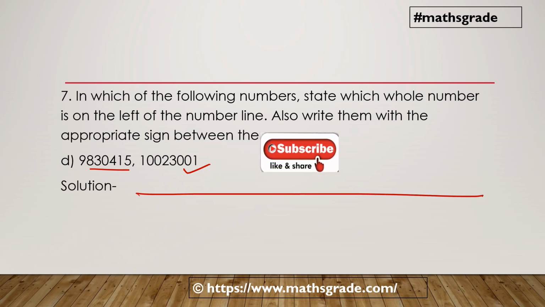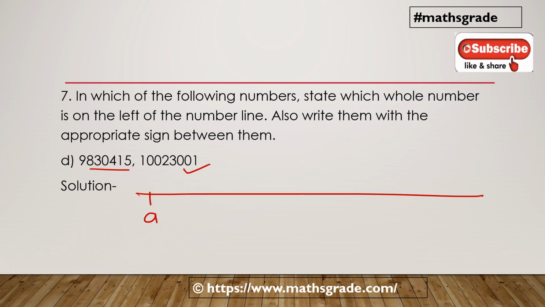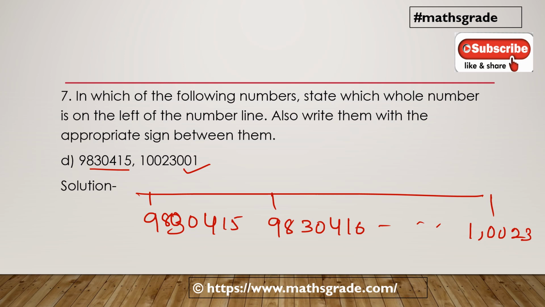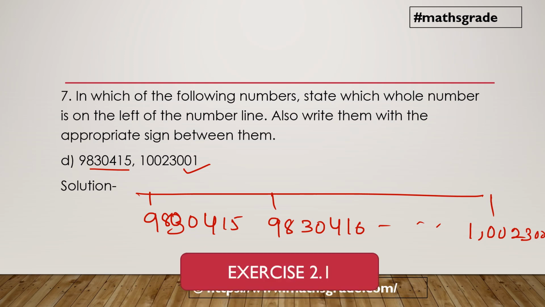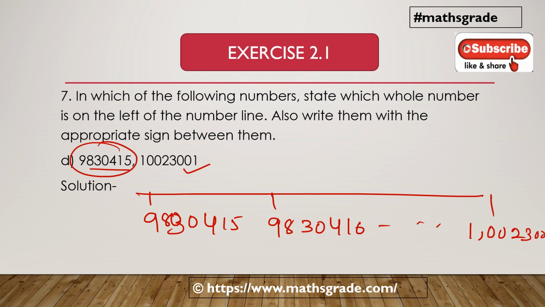So on this number line, first place the 98 lakh 30,415. Then suppose this is 98 lakh 30,416 like this. Suppose this is 1 crore 23,001. So 1 crore 23,001 is the bigger number than 98 lakh 30,415. And this number is the smaller number, so it will be on the left hand side of the number line.